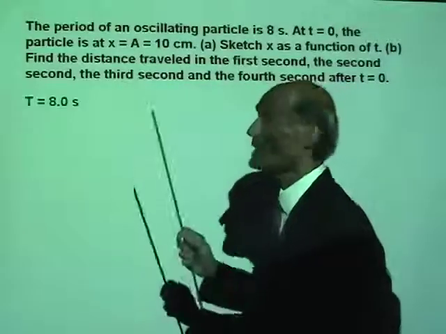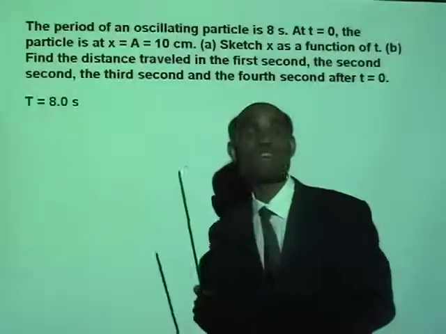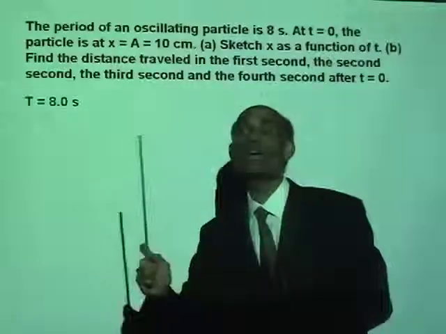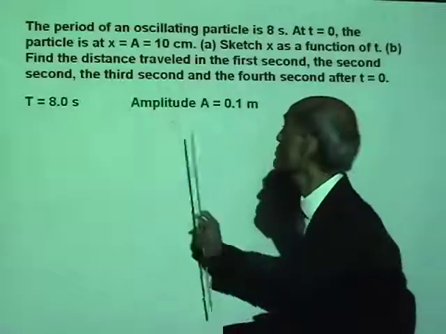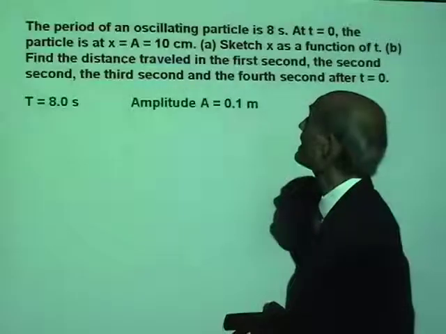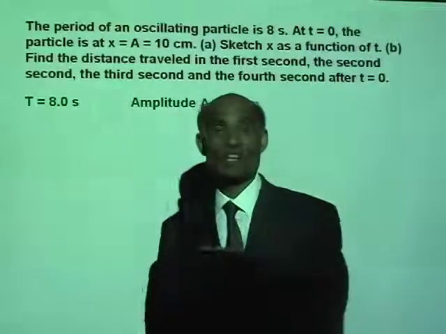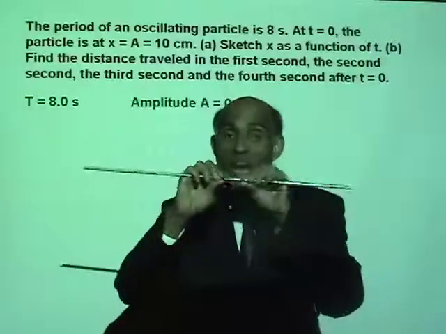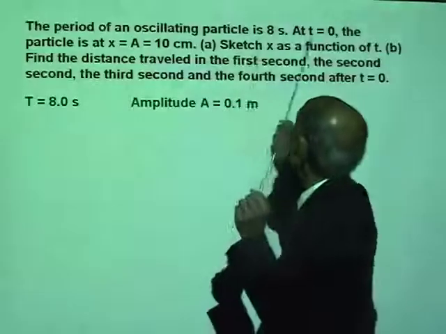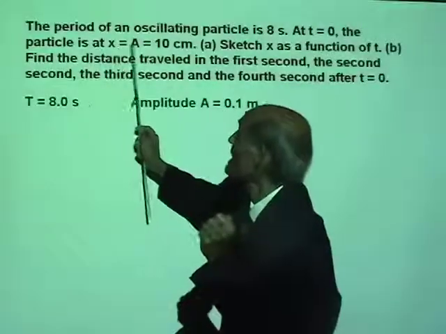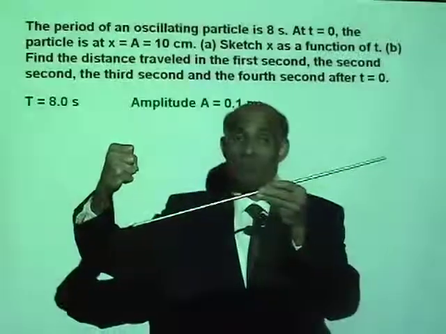Alright, let's pick up our data. The period of oscillation is 8 seconds. It takes a full 8 seconds to complete one oscillation. Amplitude is 0.1 meter. Now, where is the starting position? Is the object starting at the equilibrium position? No. At t equal to 0, the particle is at x equal to a. It starts at the right extreme.